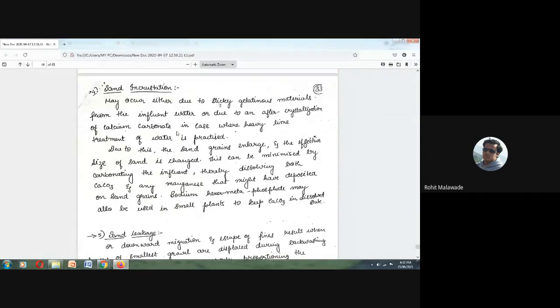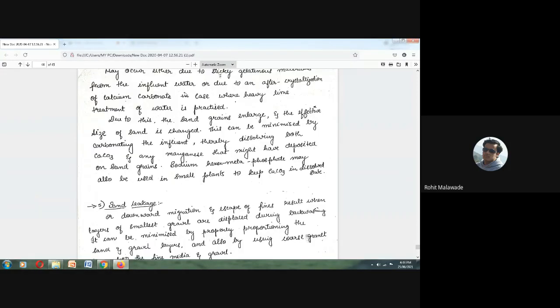The sand incrustation, right? What is the sand incrustation? It occurs due to the sticky gelatinous material. It creates a patch, a layer of patch, that is observed on your filter media, and this is why sand incrustation occurs. And again, your water may also have some salts in it. Due to those salts, sand incrustation may occur.